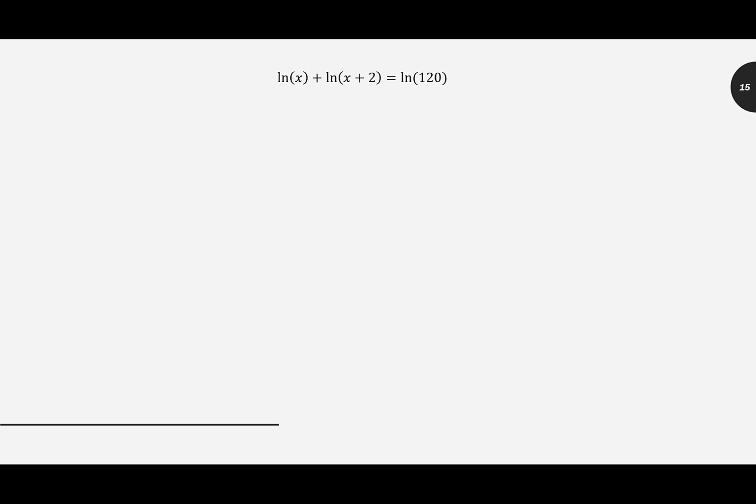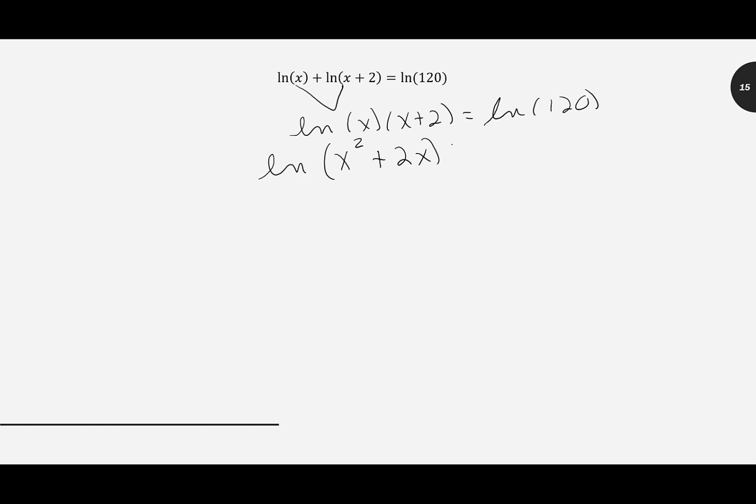Let's try this one. I have the natural log of x plus the natural log of x plus 2 is the natural log of 120. They're all ln's, but on the left side, I first want to start with the product rule. I have natural log of x times x plus 2, natural log of 120. On the left, I have to distribute, so I have x squared plus 2x for my ln, and then keep ln of 120. Now I can drop the natural logs using the one-to-one property. So x squared plus 2x is 120. Let's set that equal to 0. x squared plus 2x minus 120 is 0.